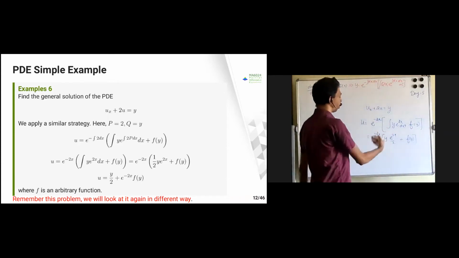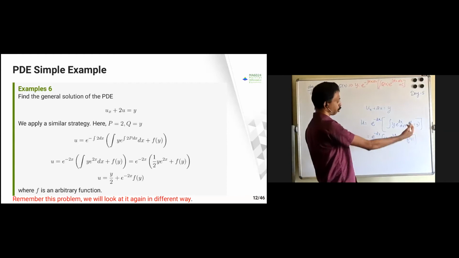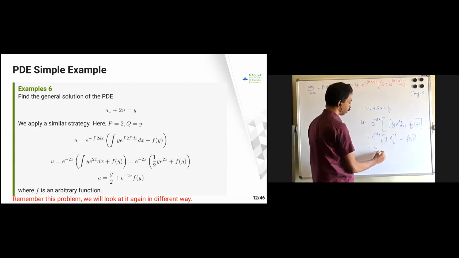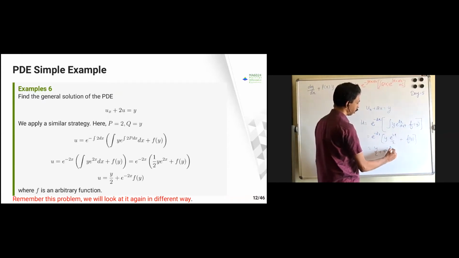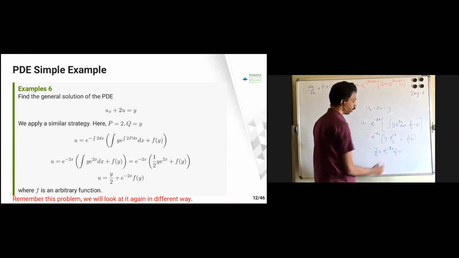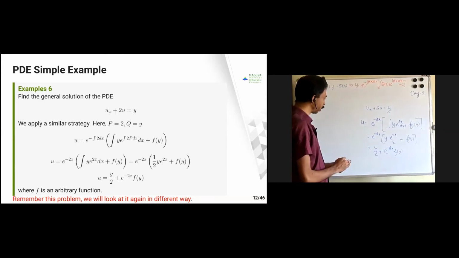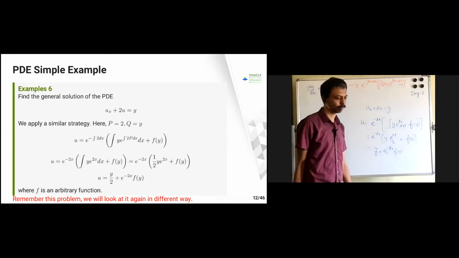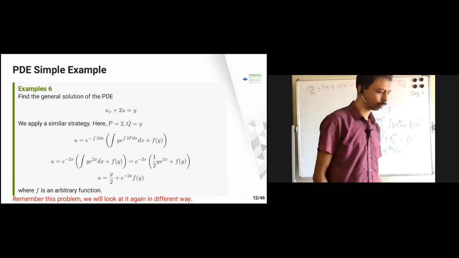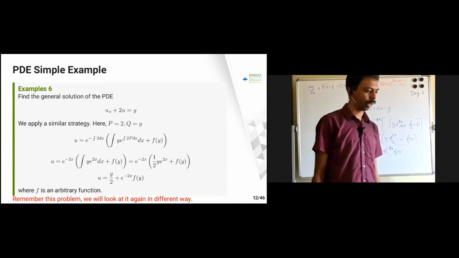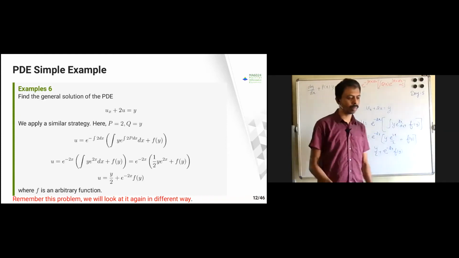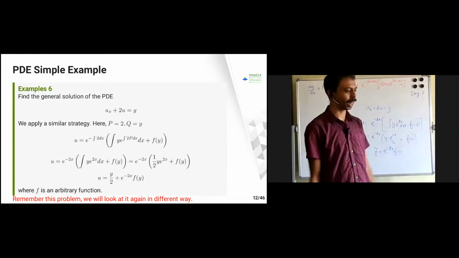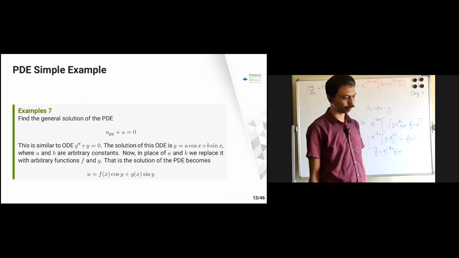Now if you want to bring that e power minus 2x inside, you can bring it, and then you can write it as y by 2 plus e power minus 2x into f of y. You can just verify that. You can substitute it, differentiate it back, and check that this is going to be satisfied. So remember this problem, but we will look at this problem in a different way a little later. We will use the method of characteristics and see that later also.